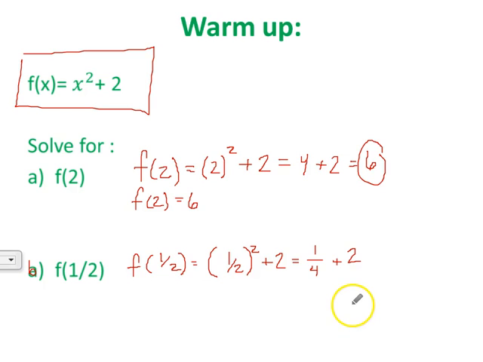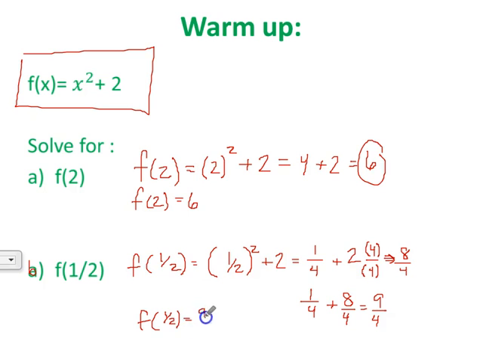In order to add fractions, we have to have the same denominator. So I'm going to multiply 4 on my numerator and our denominator so that I can get 8/4, which is the same thing as 2. And now I can add 1/4 plus 8/4. I can add those and I get 9/4. So that's our answer. When we put in an input of 1/2, we get an output of 9/4. So 9/4 is our answer for that second one.